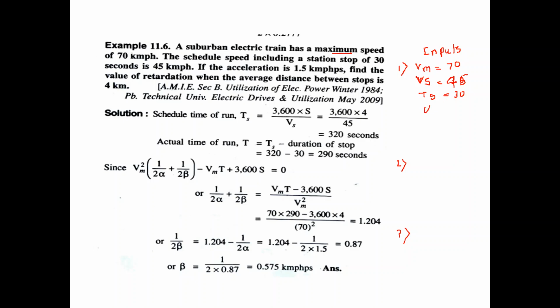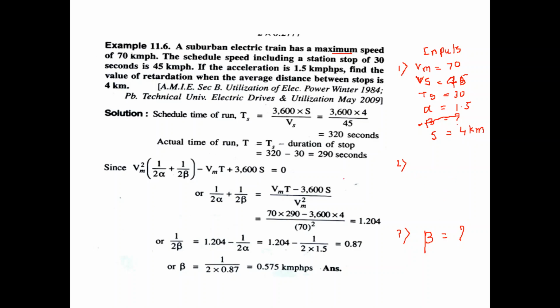Now here we are given the alpha value. Alpha value is 1.5 kilometer per hour per second. Find the value of retardation. Now they have asked the beta value. So in the previous problem they had given the beta value and they had asked for alpha. So this beta value I will write down here. We have to find the beta value. This is what we are required to find. And the average distance between the stops, S, is also given. Yes, the distance between stops is 4 kilometer. So knowing all these parameters, now we have to find the beta value.